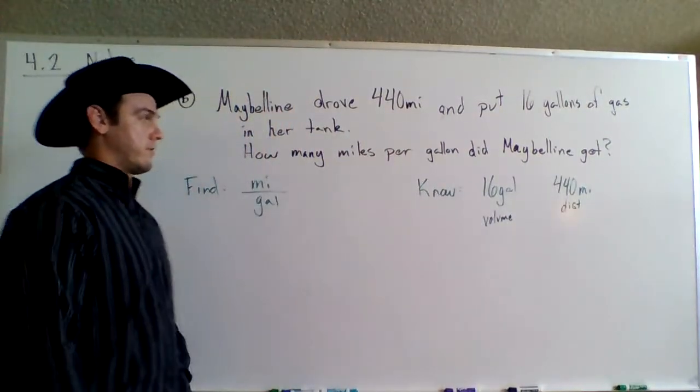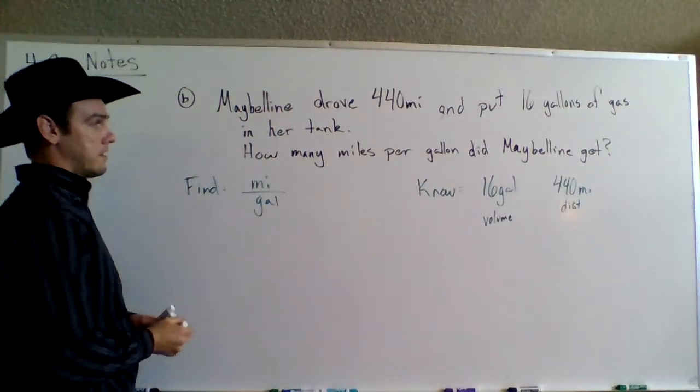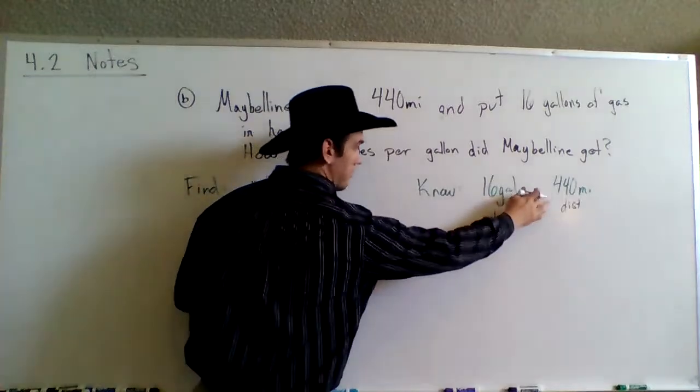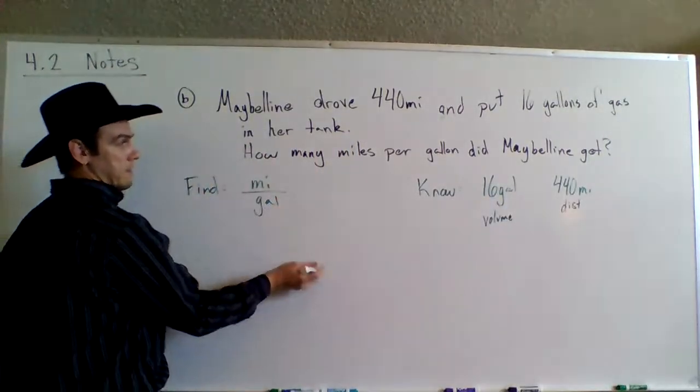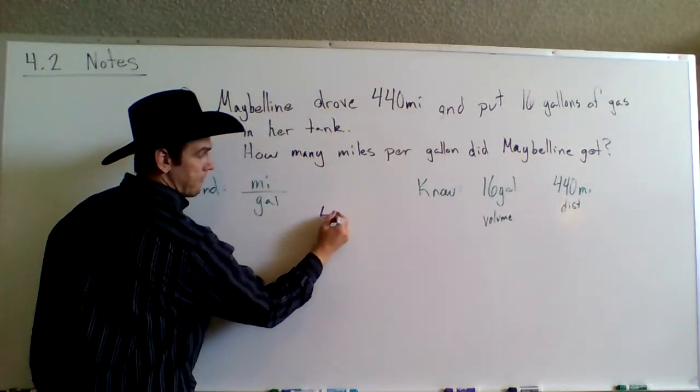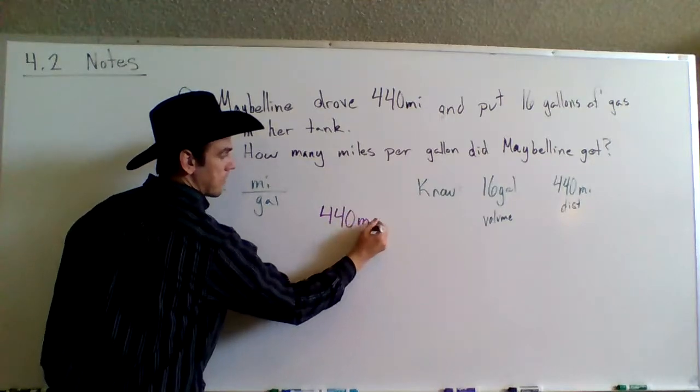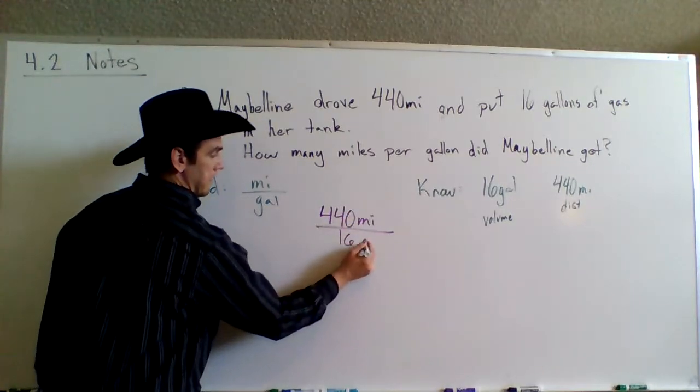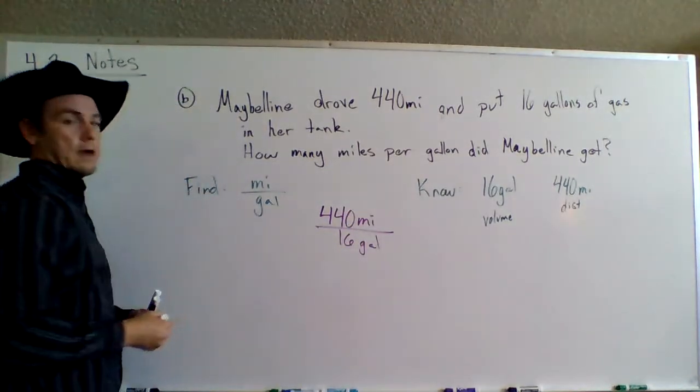And this one's really straightforward, guys. All you got to do is, well, if I know gallons and I know miles and we want miles per gallon, doesn't miles just go on top? 440 miles divided by 16 gallons. Okay.